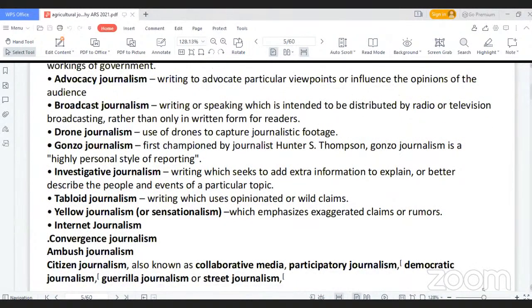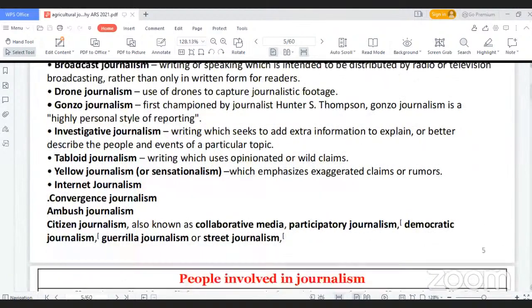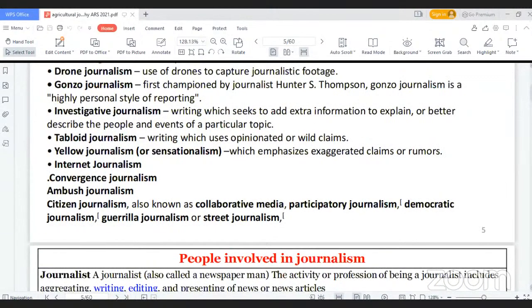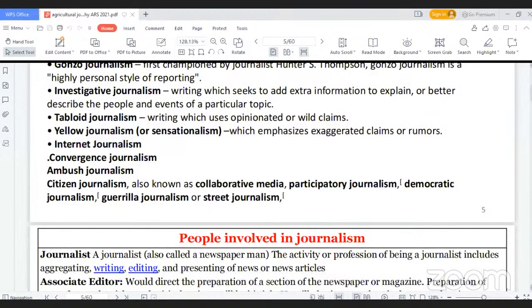If you watch news reporting on different TV channels or radio channels, then you know about some such persons. Tabloid journalism is journalism about wild claims. Yellow journalism is built on top of sensationalism: sensitive news, sensitive claims or rumors, some gossip story about maybe some rich person. That consists of yellow journalism.